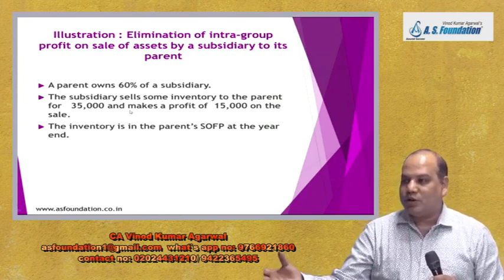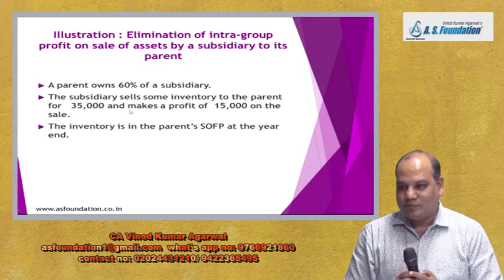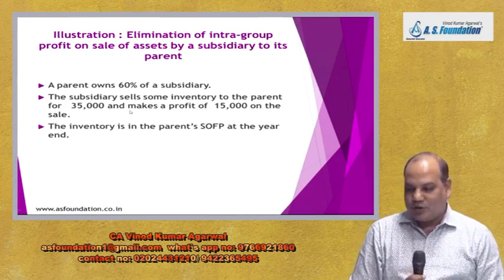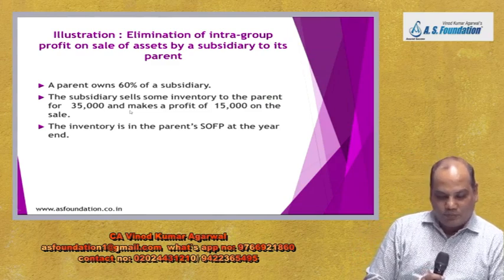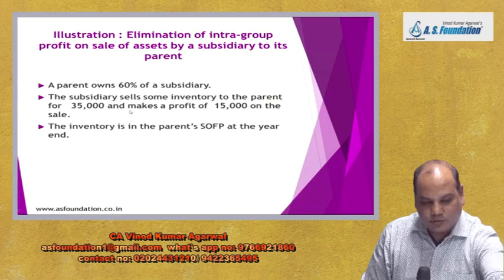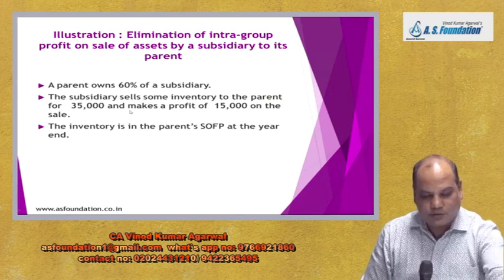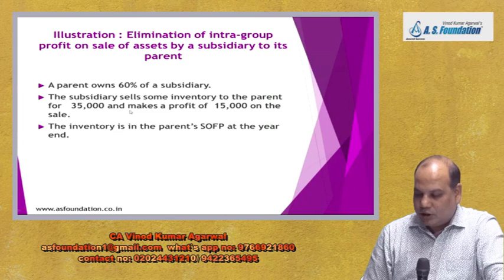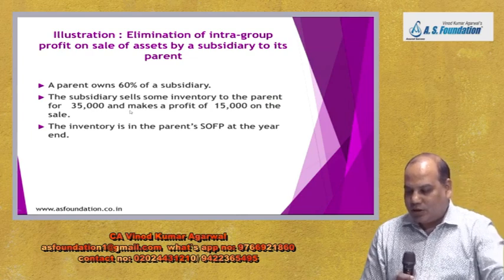And that one main question can go up to 50 marks also, 40 marks also. A parent owns 60% of the subsidiary. Subsidiary sells some inventory to the parent for rupees 35,000 and makes a profit of rupees 15,000 on the sale. The inventory is in parent's SOFP at the year end.